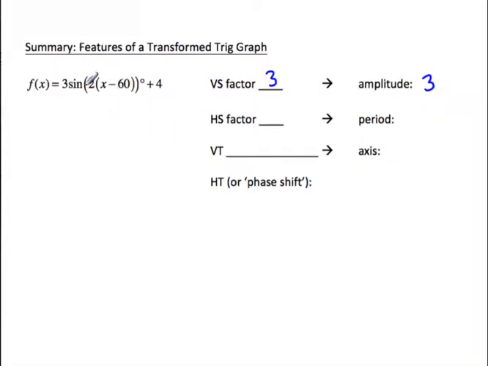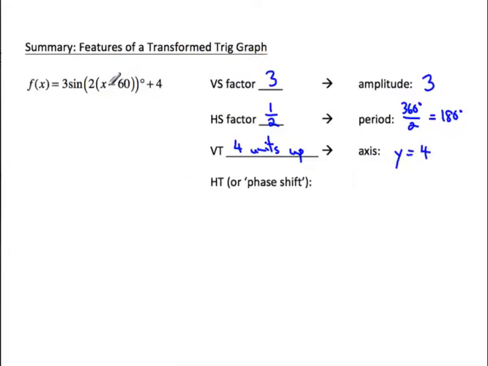This 2 represents a horizontal stretch factor of a half, and we said that the period is going to be 360 degrees divided by 2, that b value, or 180 degrees. This graph, having been horizontally stretched in half, is going to complete a cycle in 180 degrees instead of the 360 that it started off with. Let's skip this for a moment, move to the 4. That represents a vertical translation of 4 units up, which means the axis, which used to be y is equal to 0, the x-axis, has now moved up to y is equal to 4.